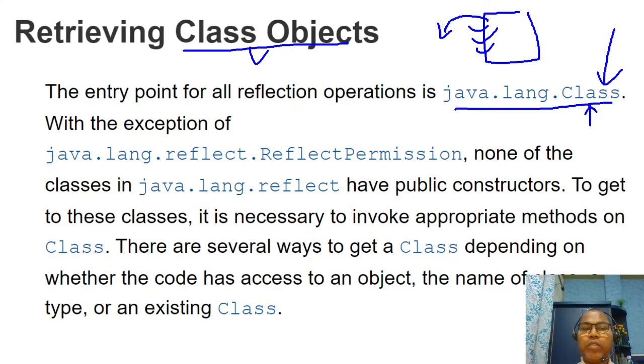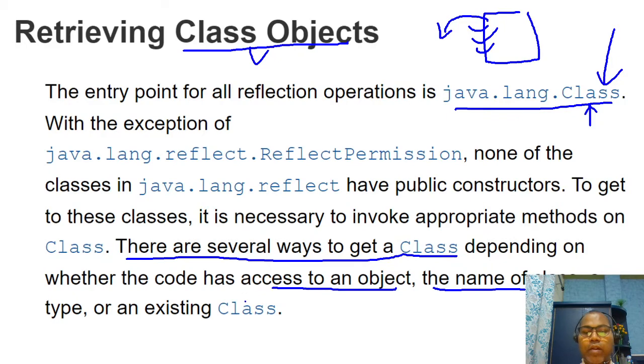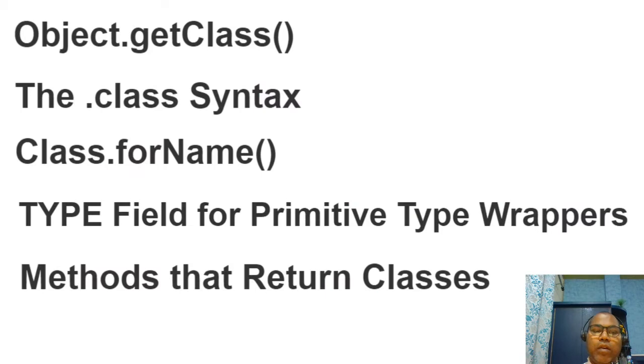There are different approaches. There are several ways to get the class, depending upon your code and which kind of object you are getting. Either you have access to an object, or the name of an existing class. So there are multiple approaches from which we can create the class object. These are the general approaches we are talking about for creating the class object.